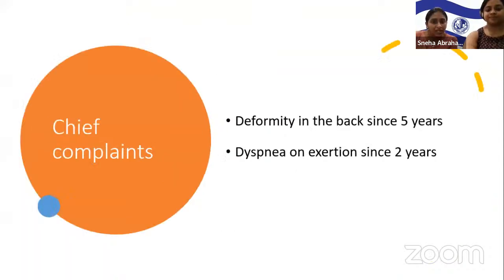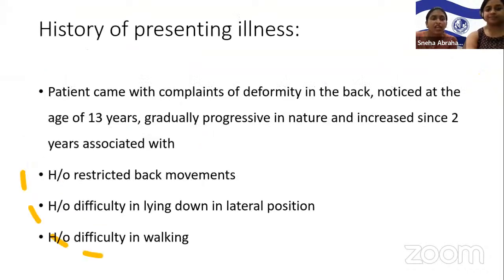He came with chief complaints of deformity in the back since 5 years and dyspnea on exertion since 2 years. Patient was apparently all right 5 years back when he started noticing deformity in the back at the age of 13 years, which was gradually progressive in nature and increased in 2 years, which was associated with history of restricted back movements, history of difficulty in lying down in lateral position, and history of difficulty in walking.